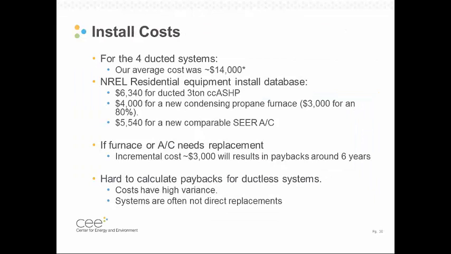In terms of install costs, this is a lot more theoretical number. We only had the 4 ducted systems, so it's probably not a great average number to use. We paid about $14,000 to install these systems. That included that new furnace, and in 3 of the 4, it was a new condensing furnace.